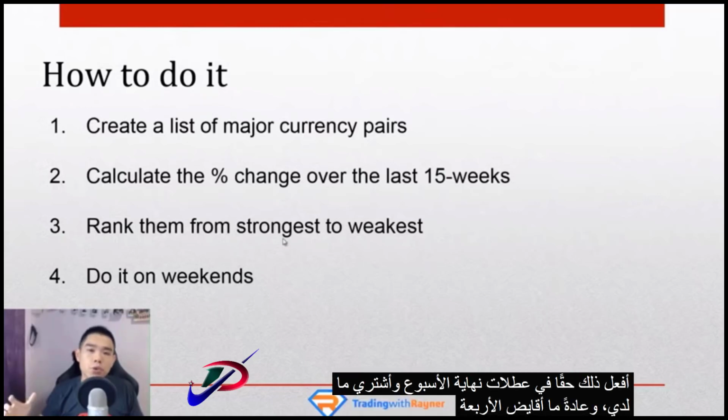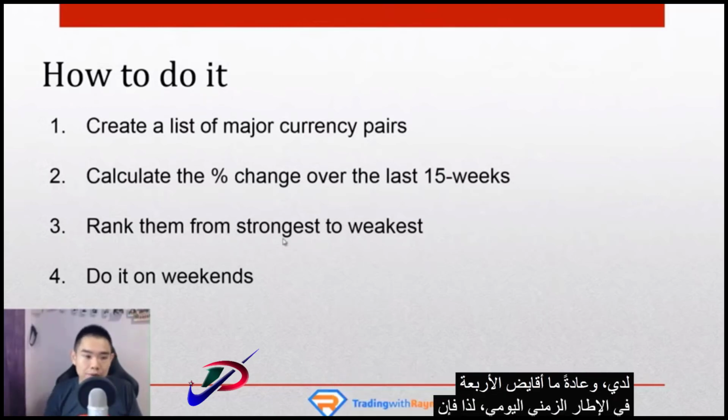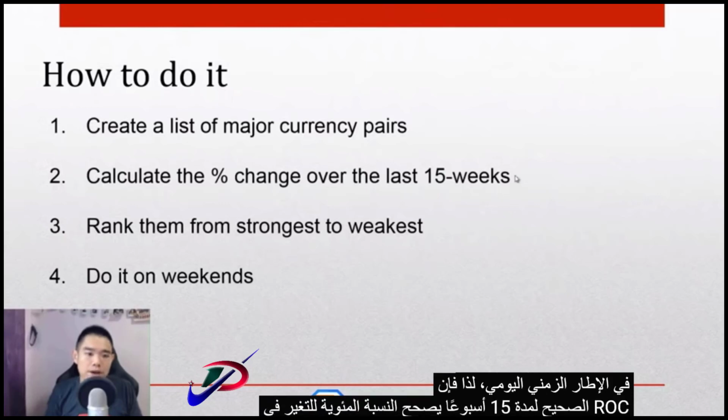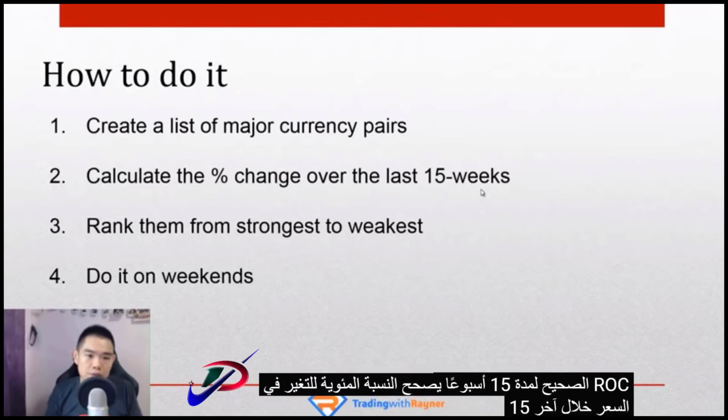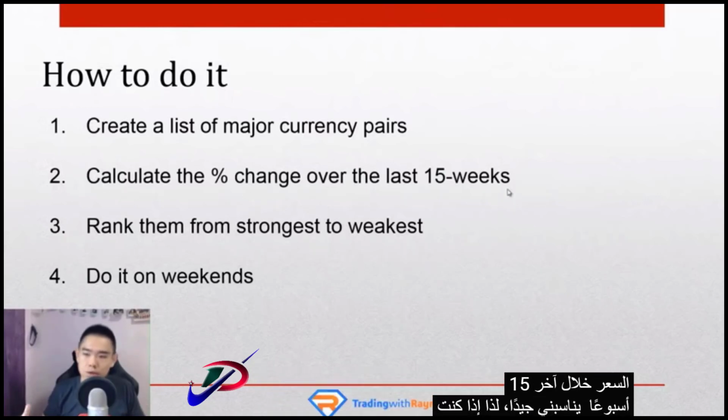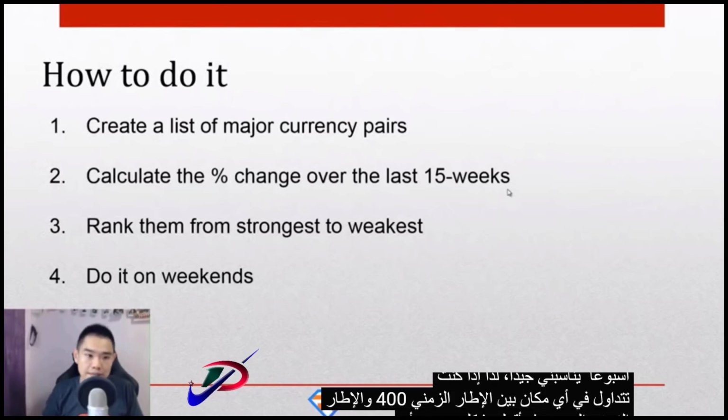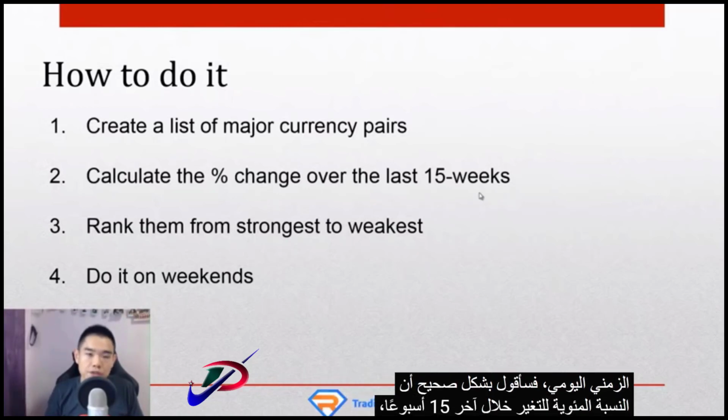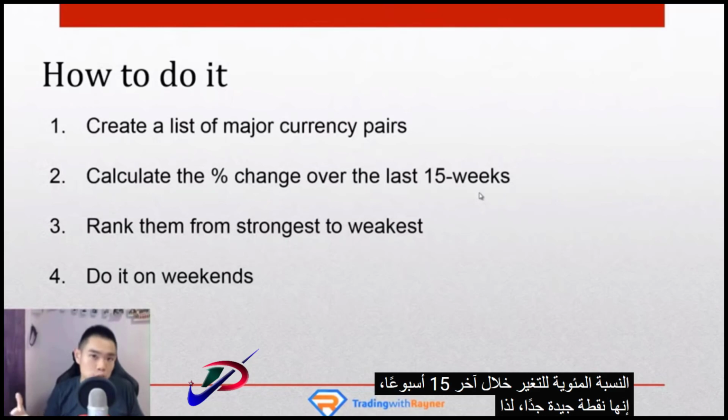And bear in mind, I usually trade off the 4-hour and the daily time frame. So the 15 weeks ROC, the percentage change in price over the last 15 weeks, suits very well for me. If you trade anywhere between the 4-hour and daily time frame, I would say the percentage change over the last 15 weeks is a nice sweet spot.